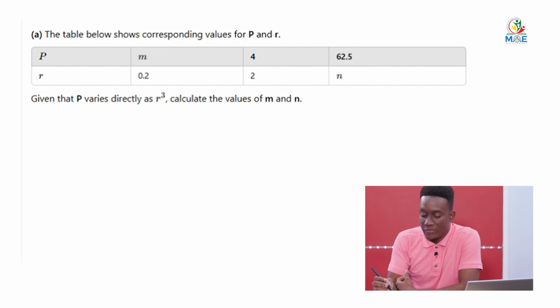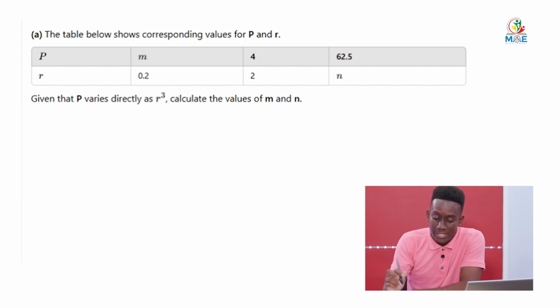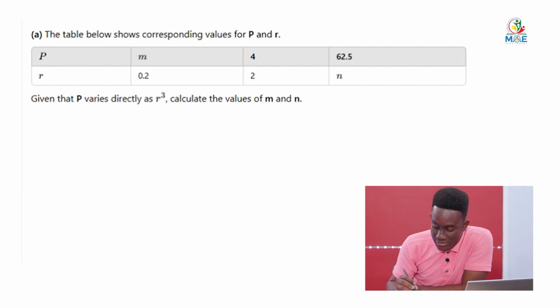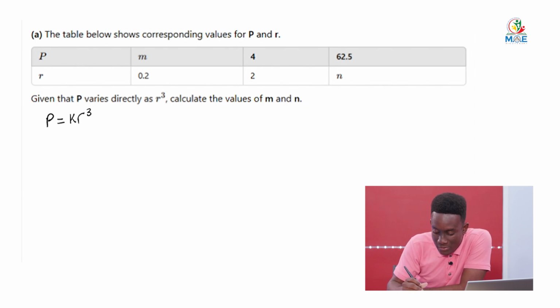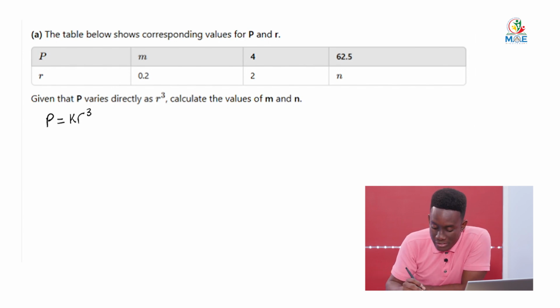So what we need to do, we need to find the value for a very important thing, which is K. So the instruction is P varies directly as R cubed. So P is equal to K multiplied by R cubed. This is how it will be when it varies directly as R cubed. So we need to find the value of this K, which is the constant of proportion. This will dictate how P will vary according to R. So we need to find this K.